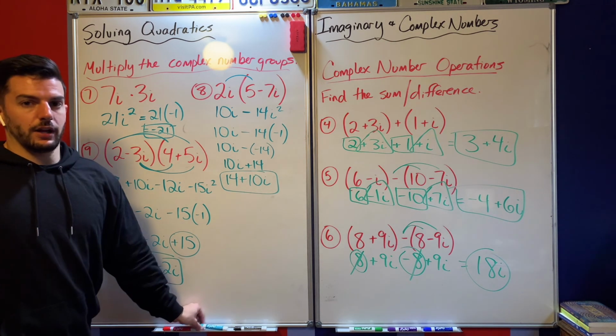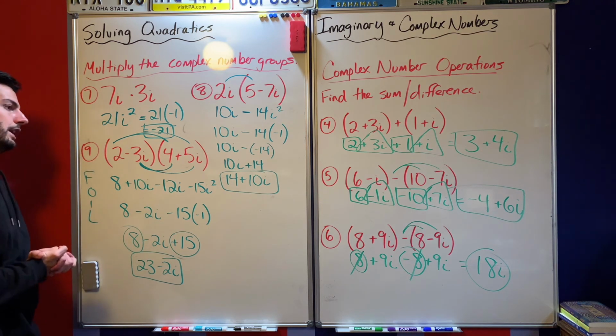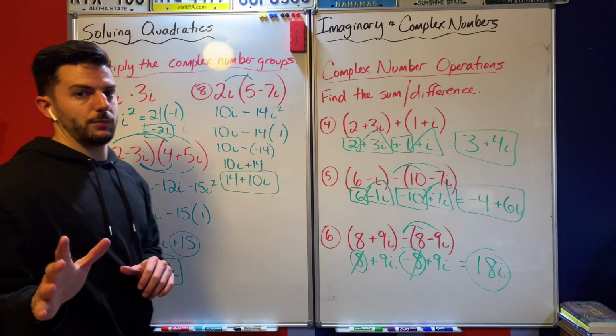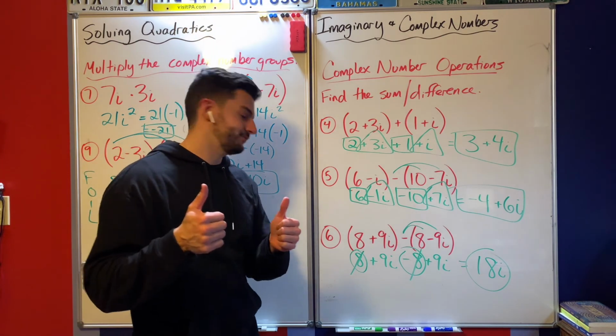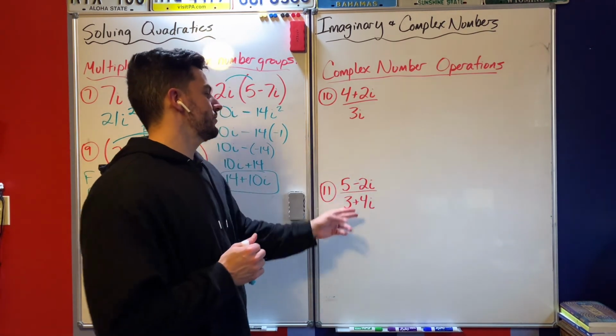So there you have it. There's that one with FOIL. Okay. Now, again, one more type of problem. Like I said, we're going to do some division with some fractions, and then that's it. Okay, so I've got numbers 10 and 11 up here.